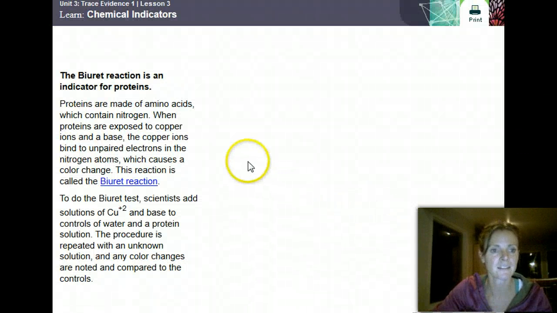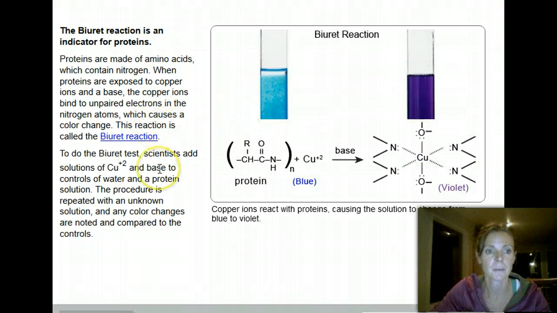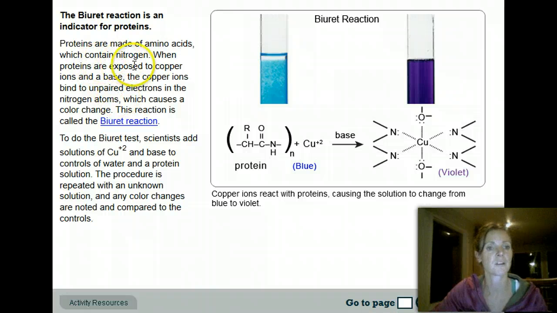And then the last test is the Biuret reaction. This is an indication for proteins. So basically, if you read through here, it says proteins are made of amino acids, which contain nitrogen.